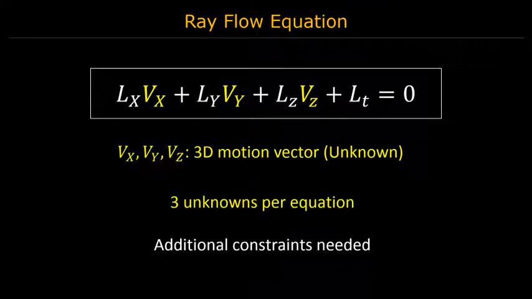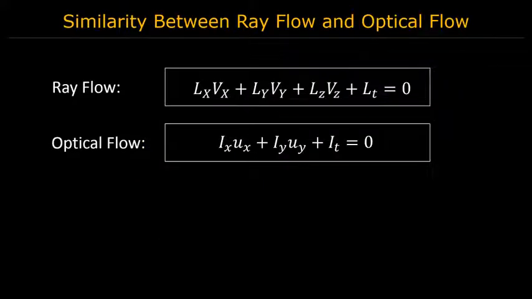This equation is underconstrained because there are 3 unknowns per equation. Therefore, we need to impose additional constraints to recover motion. We observe that the ray flow equation has a similar form as the classical optical flow equation. Both are underconstrained linear equations.